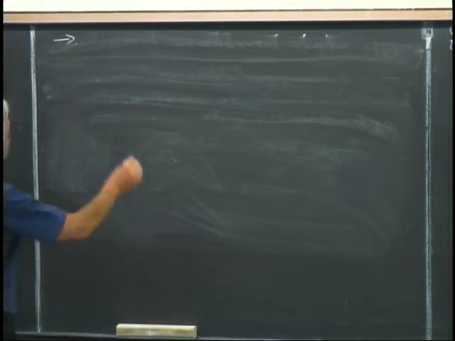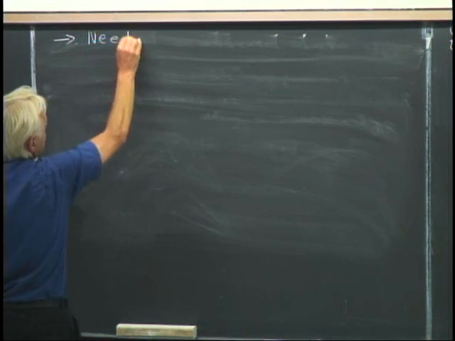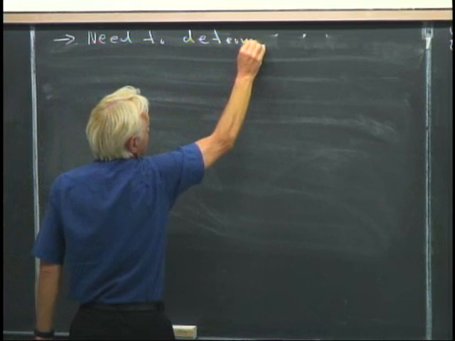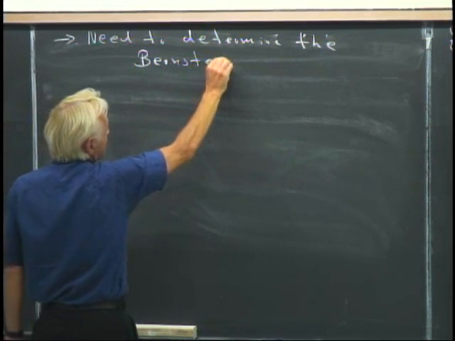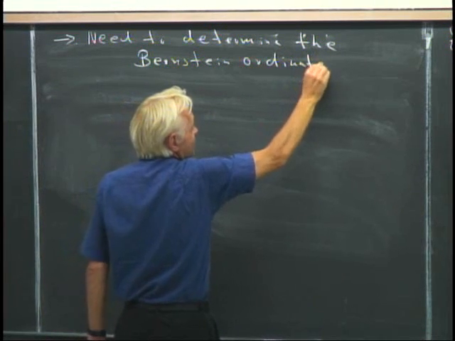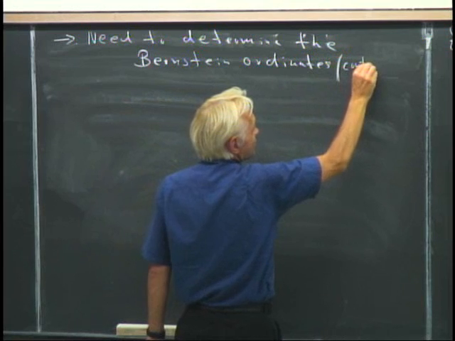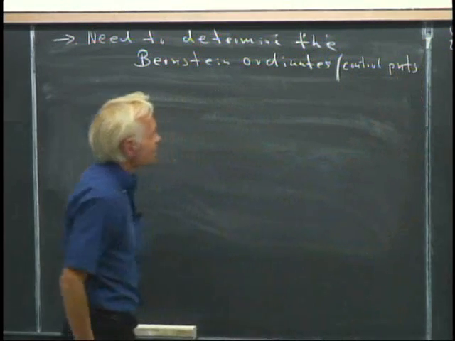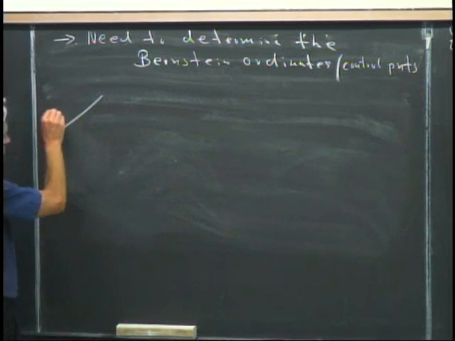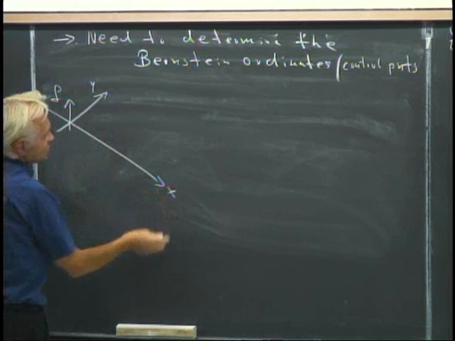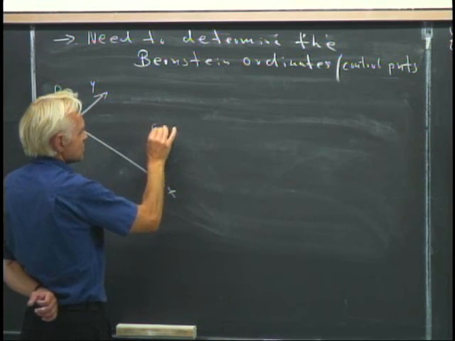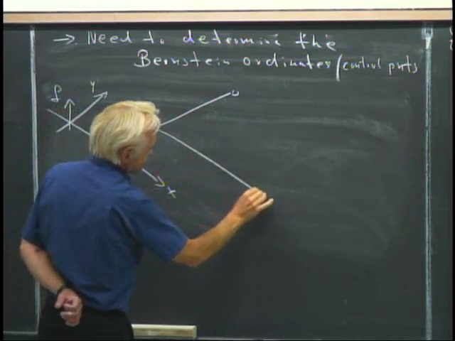What else? Where are we now? We need to determine the Bernstein ordinates, slash control points, P and PS. So let's do that just for one side of the triangle, and you will see how that works.